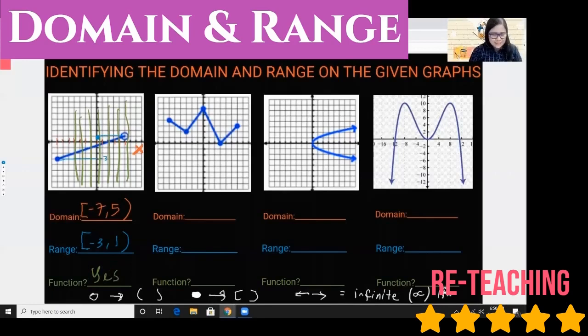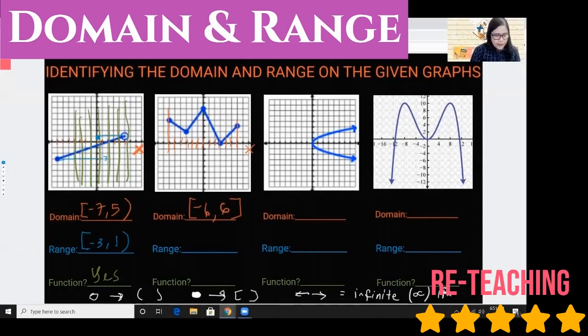Okay, so let's have the second graph. For the second graph, we have closed dots on both ends. Therefore, we will use a bracket on both ends. We will start on the negative side, so these are also included, and then we'll stop on the positive side. Again, for the domain, we're looking for the x. This one starts on negative 1, 2, 3, 4, 5, 6, negative 6, and ends at 1, 2, 3, 4, 5, 6, positive 6. So that is how we write the domain given the graph.